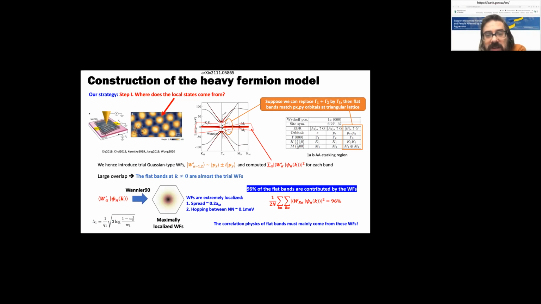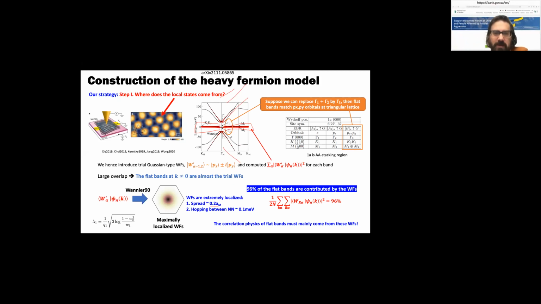Now, away from it, you can also see that the Bistritzer-MacDonald bands go up in energy. And there are all these other bands here, but they will come with an energy denominator, and these will not. So at the magic angle, including extra bands doesn't make much change. That's very good.